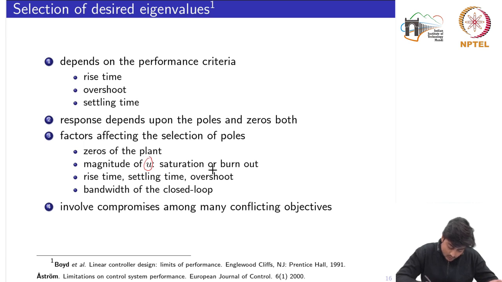The rise time, settling time, and overshoot are pretty obvious. Most importantly, there is the bandwidth of the closed loop, which takes into account the frequency domain characteristics, and there is a very strong correlation between the time domain and the frequency domain characteristics, which you possibly studied during your UG control course. So all in all, it involves some compromises among many conflicting objectives.